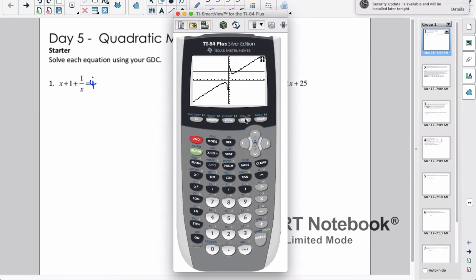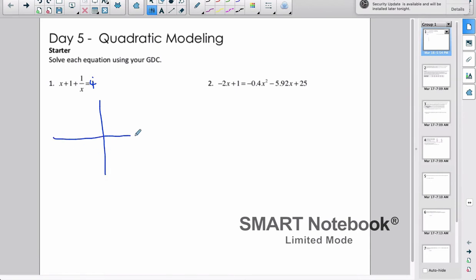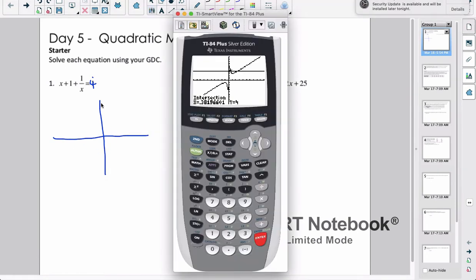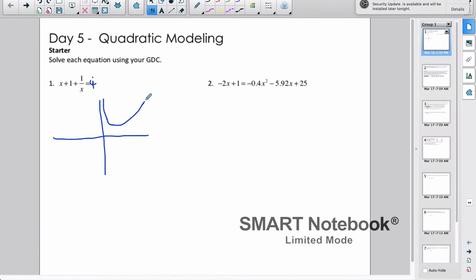So we go second, calc, and number 5 is intersect. And we'll just move over to where a point of intersection is. We press enter, enter, enter, and then we get one point of intersection, that one right there. So we can show our work. We can draw a sketch. This curve looks like this, and this curve looks like this, and there we have the straight line going across. So here's our two points of intersection.